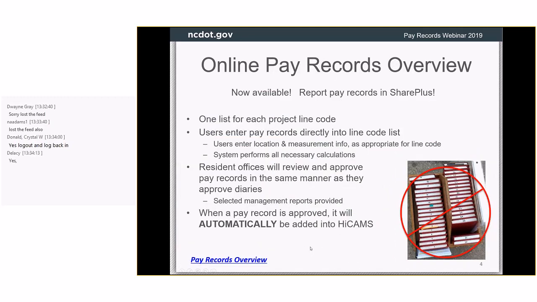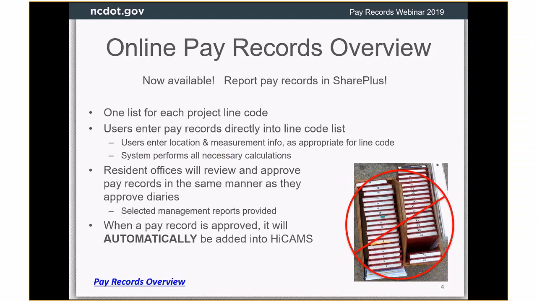All right. So at a high level, what we have rolled out now is the ability to do your pay record reporting online in SharePoint, and it will automatically feed the information into HiCAMS. So what we have is one list for each project line code, like 001 mobilization, for example, and users would enter their pay record information directly into that list in the same manner as you enter in a diary entry or an entry into MRRs or something like that. And you put in basically the same information that you would be putting in if you were handwriting it into the red books.